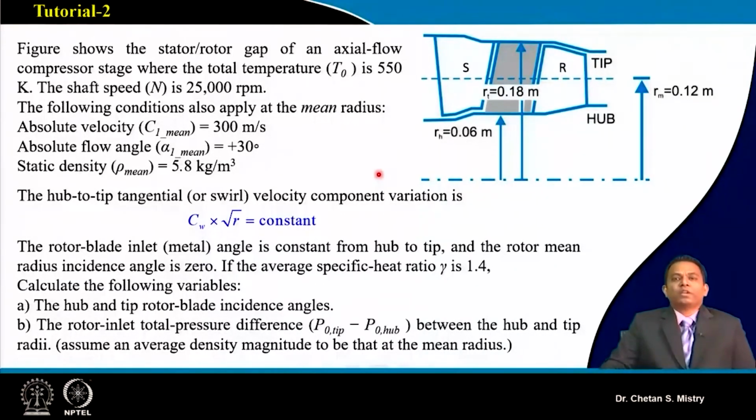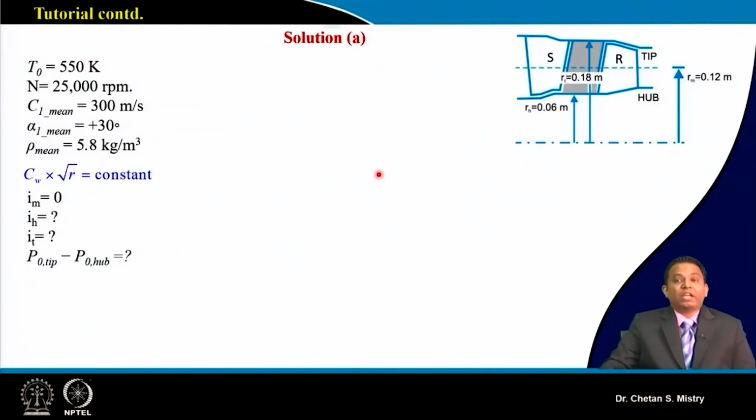So this numerical is somewhat different from what we have discussed in the last class. Let's see what information is available with us. It says my total temperature is 550 Kelvin, rotational speed is 25,000 rpm, my entry absolute velocity is 300 meter per second, and my absolute flow angle is 30 degree.